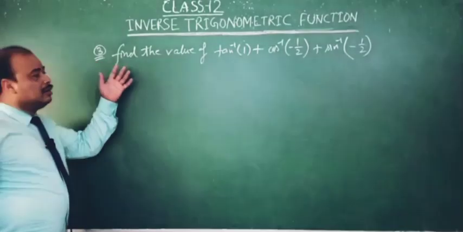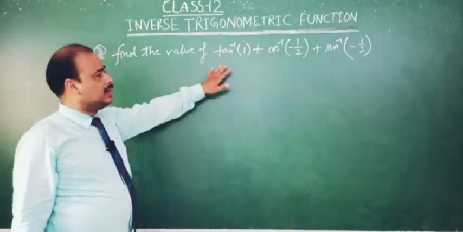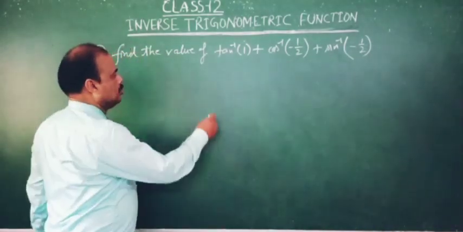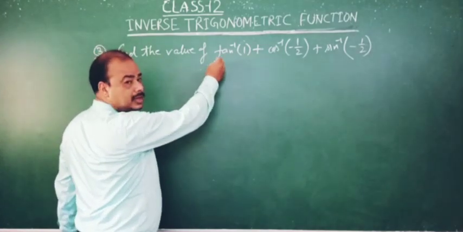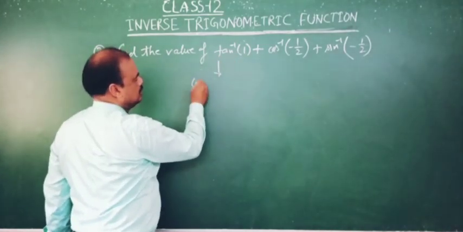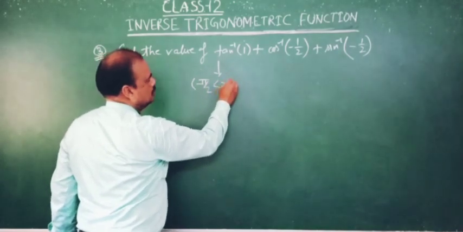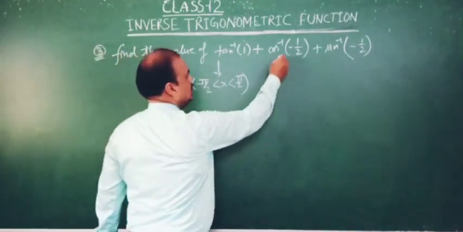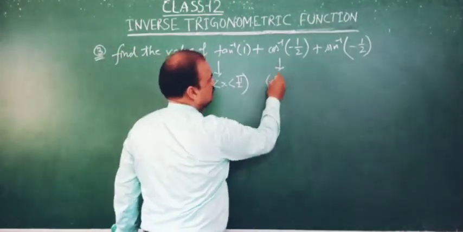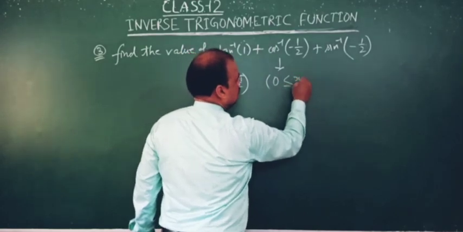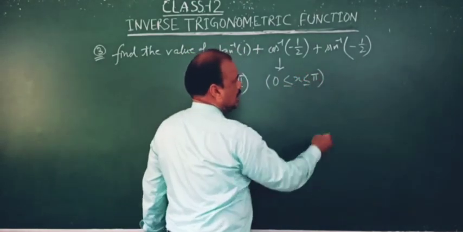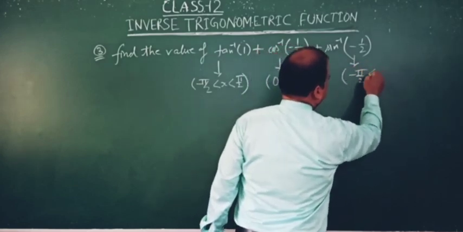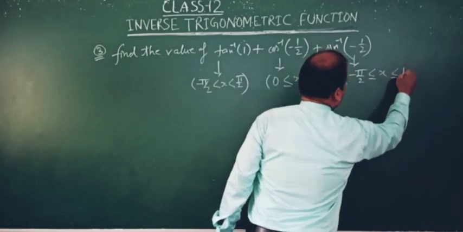Next example, find the value of tan inverse 1 plus cos inverse negative half plus sin inverse negative half. We know that the principal value of tan inverse x is from negative pi by 2 to positive pi by 2. In case of cos inverse x, the principal value lies between 0 to pi, and in case of sin inverse, the principal value lies between negative pi by 2 included to positive pi by 2.